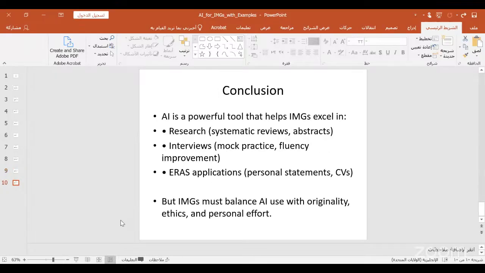Conclusion: AI is a powerful tool that helps IMGs excel in: one, research, such as systematic reviews, abstract drafting, and preparation for conferences. Two, interviews, for practicing mock interviews, fluency improvement, and language enhancement. Then ERAS applications, in personal statements, not generating the content but enhancing the writing and the grammar, and in the CVs as well. But international medical graduates must balance AI use with originality, ethics, as well as personal effort. Thank you.